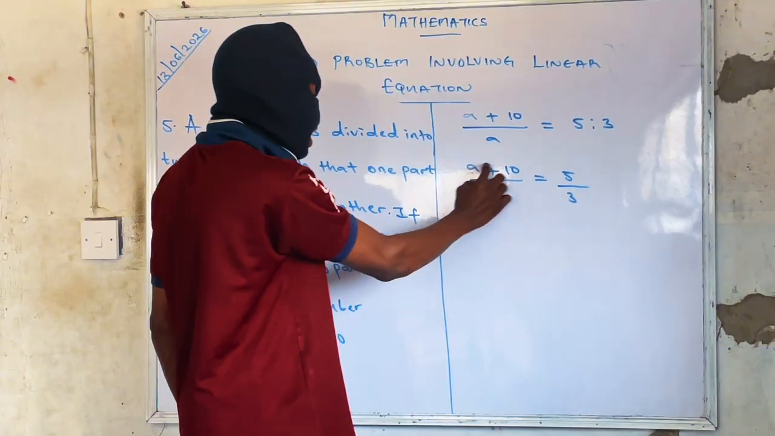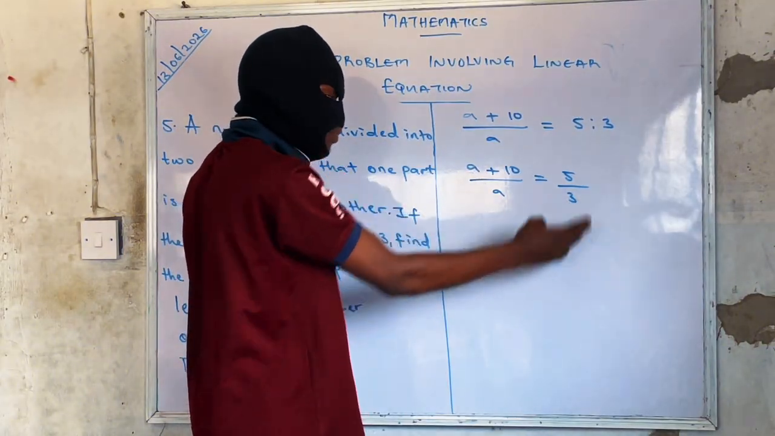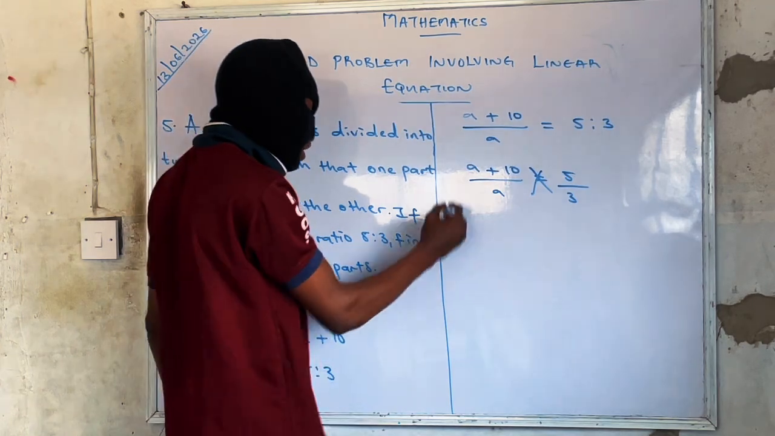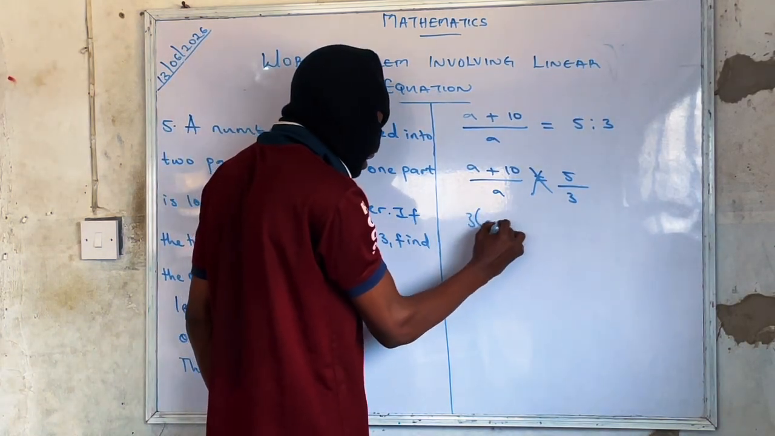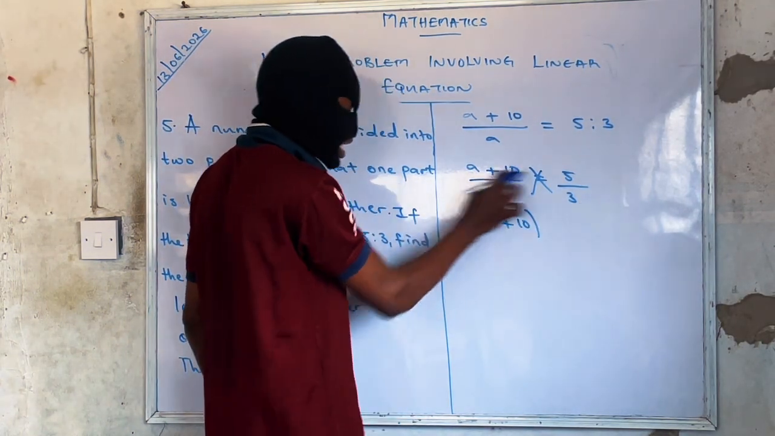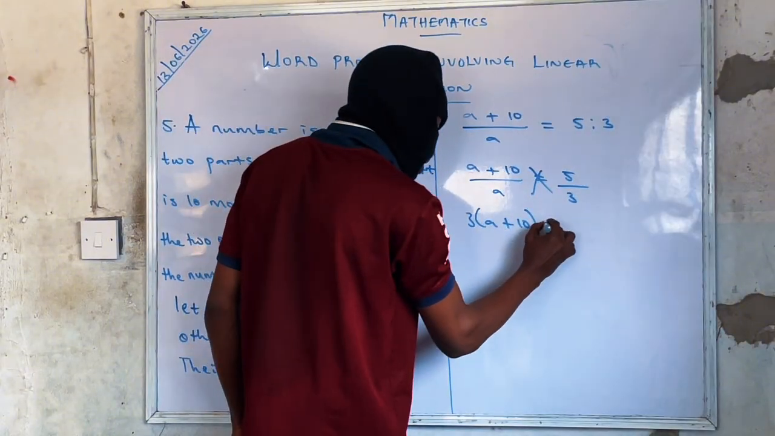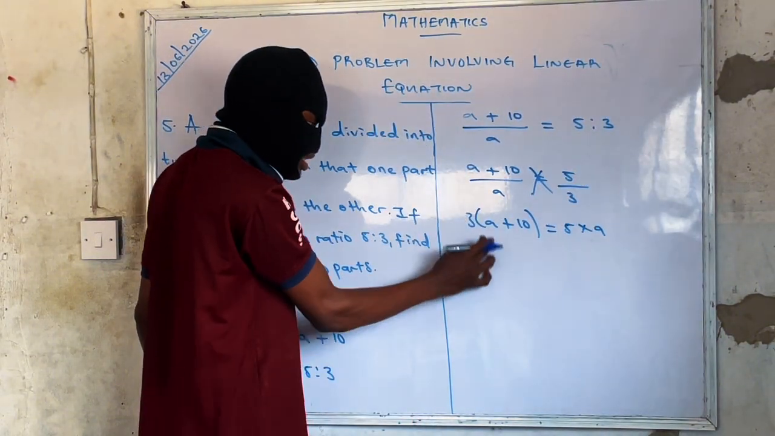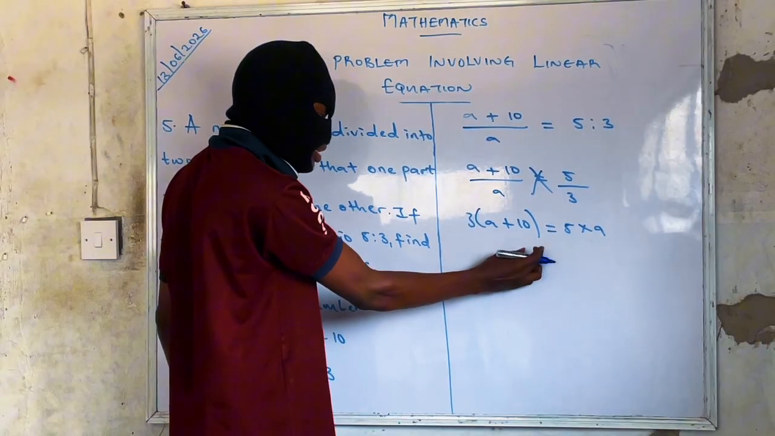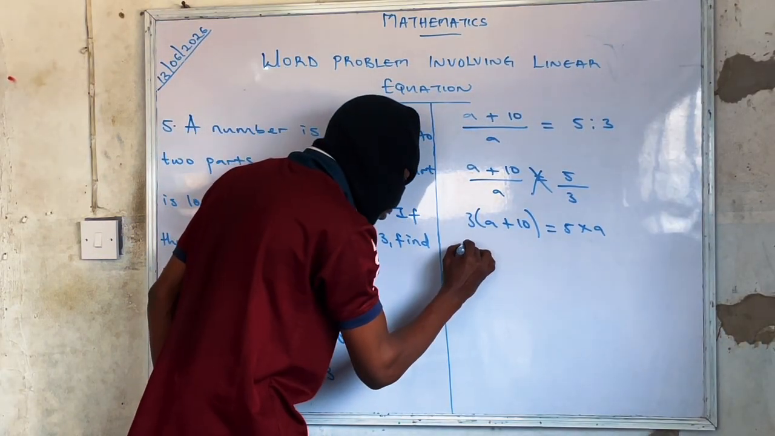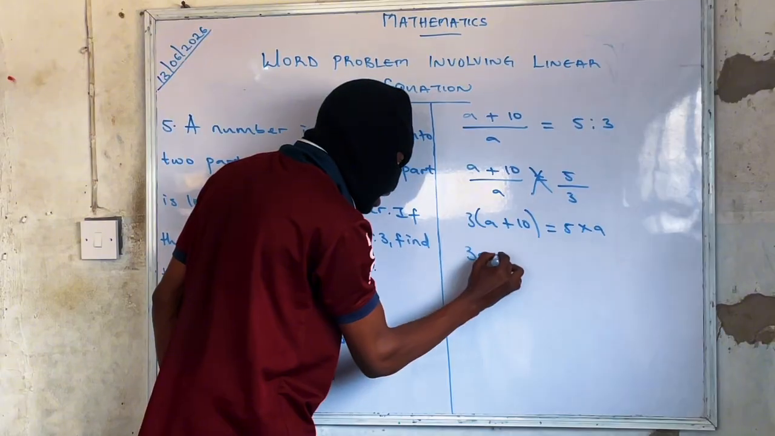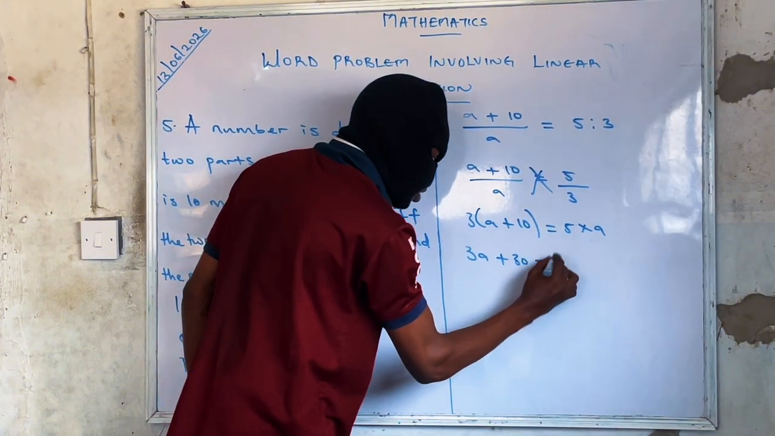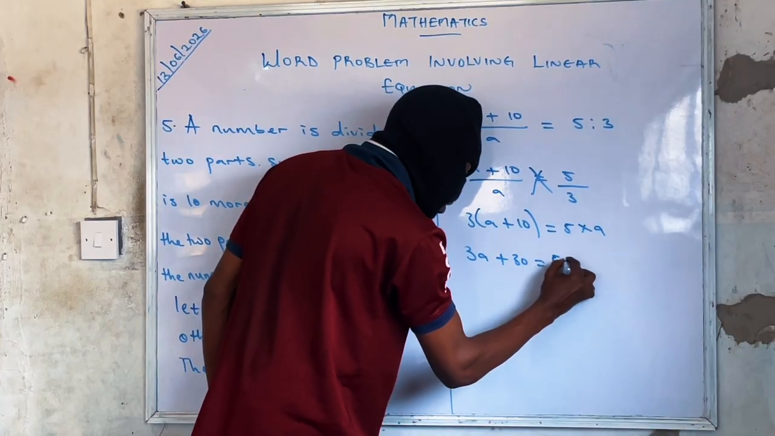So since we have A plus 10 over A equals 5 over 3, we are going to cross multiply. So we now have 3 into bracket A plus 10, that is 3 times all this here, equals 5 times A, that is A times 5. So we are using this 3 to multiply everything in the bracket. So 3 times A gives us 3A, plus 3 times 10 gives us 30, equals 5 times A gives us 5A.